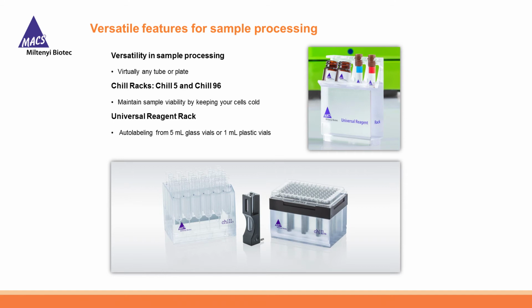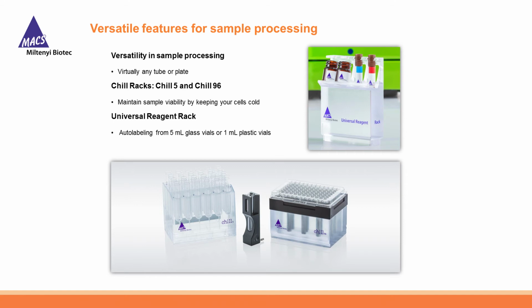These racks that we offer are called chill racks. We have a Chill 5 and a Chill 96 format, and they're called chill racks because they do maintain sample viability by keeping your cells cold during the acquisition. That's simply done by placing these racks in the refrigerator at 4 degrees, and they'll freeze and have an ice-like matrix inside to keep samples cool during acquisition.